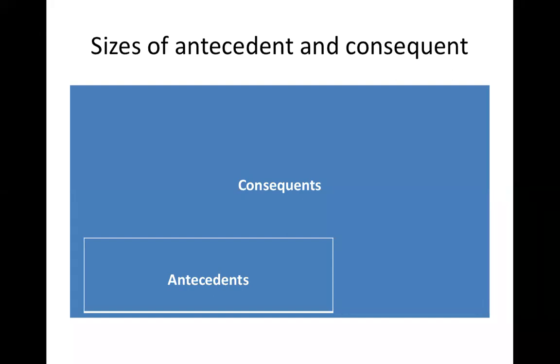Let me use a closer example, Ghanaians and Africans. Now we said all Ghanaians are Africans. So, and we said the consequent, which is Africans, is a larger class of items.